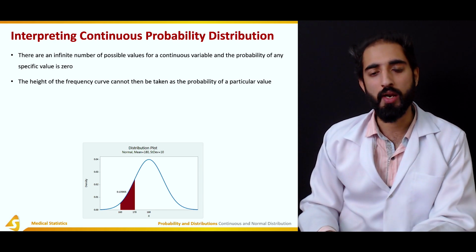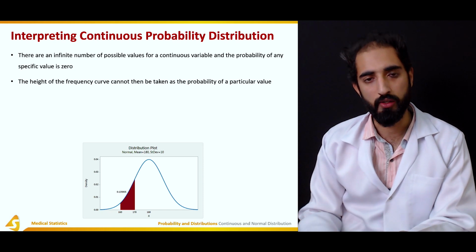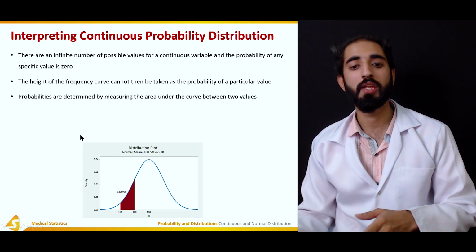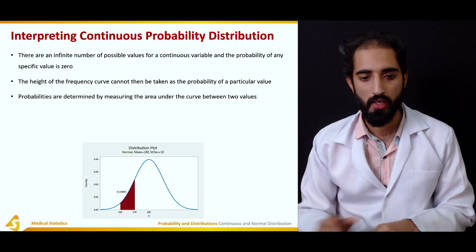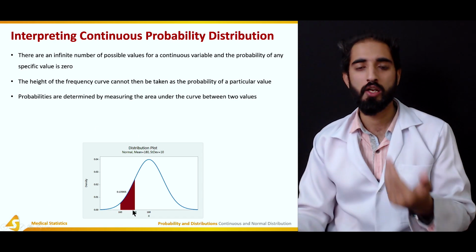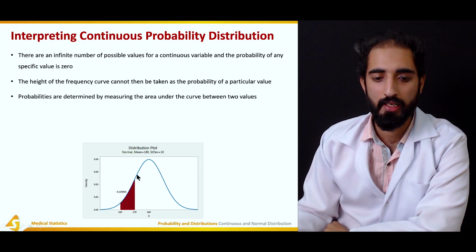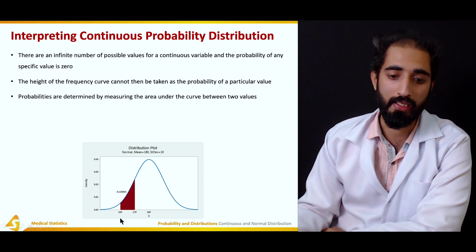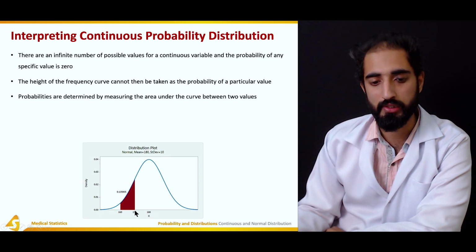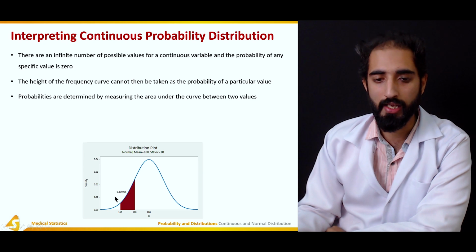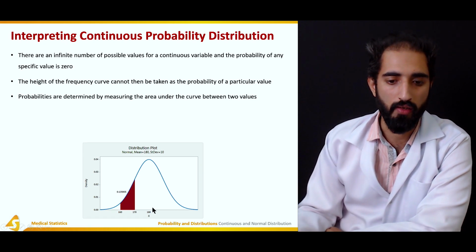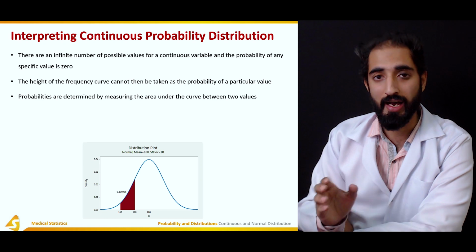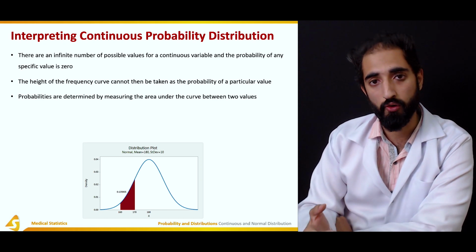So how do we interpret the probability? Probabilities are determined by measuring the area under the curve between two values. For example, here we have 160 to 170. We are not looking at a specific value like 170, because that's not how it works. We are looking at the area that lies in the region of 160 to 170, and calculating that area, we get a probability of 0.1359 and so on. That is how a continuous probability distribution is interpreted, unlike the Poisson and binomial distributions.